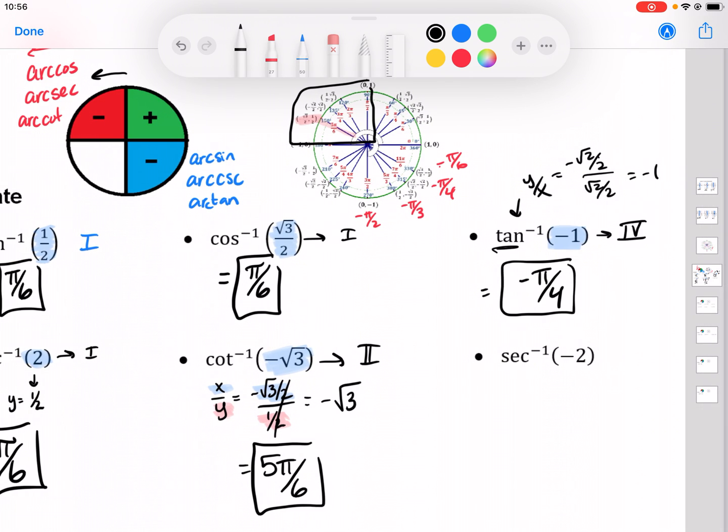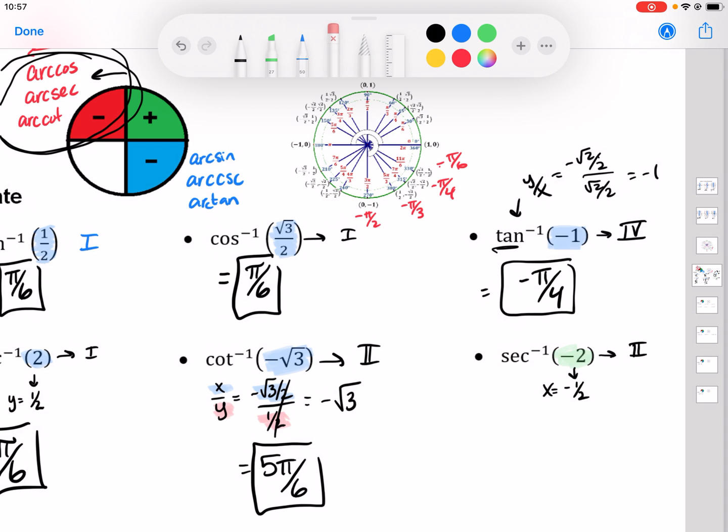Let's go ahead and do another one. We're doing secant. That's the reciprocal of cosine, so that means our x has to be the reciprocal of -2, or -1/2. And since it's negative, we're going to be going to, according to this over here, the second quadrant. That's because it's x values. Remember, x values are in the second quadrant. So we're looking for an x value of -1/2. You can't read my graph very well, but that would be that angle right after pi halves. So our answer is 2 pi thirds.